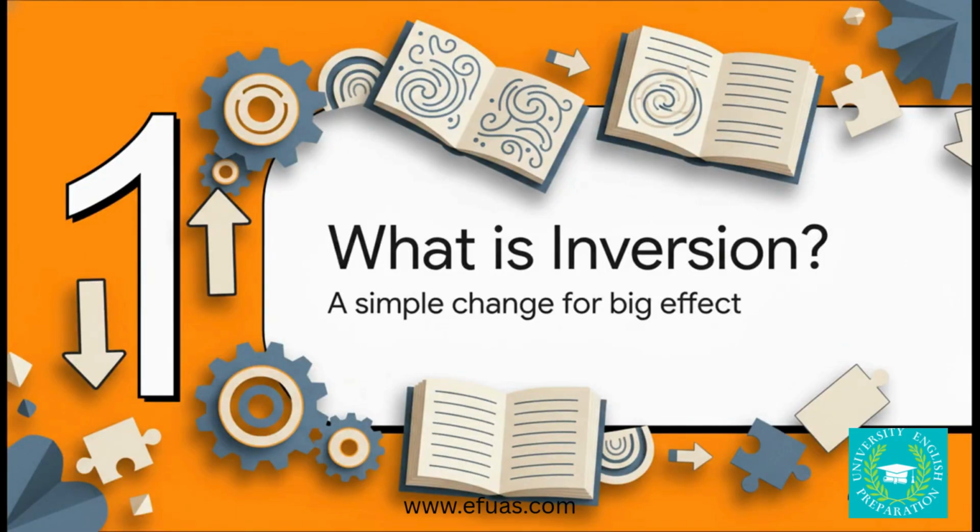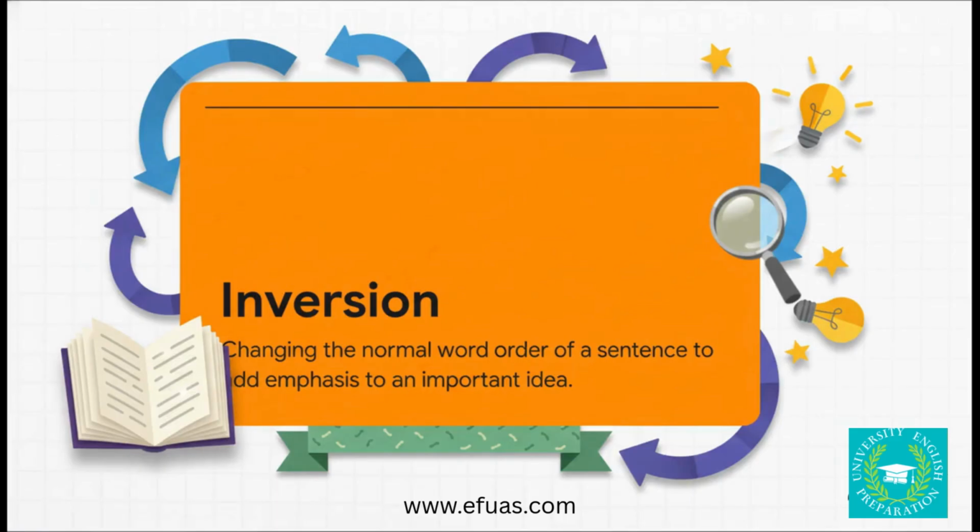Okay, so what is inversion exactly? At its heart, it's just a deliberate change to the normal word order of a sentence. And it's designed for one main reason, to create a big effect. Simply put, inversion is the technique of flipping the usual subject plus verb order that we're all used to. By moving a keyword or phrase to the very front of the sentence, we're basically forcing the reader's attention right onto that specific idea. It gives it immediate emphasis.